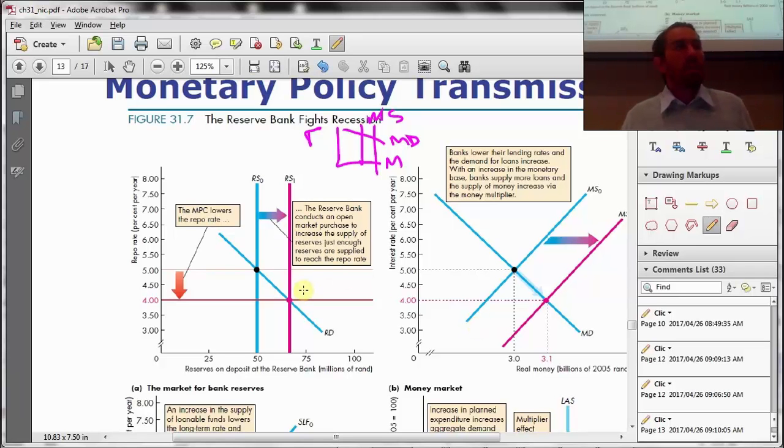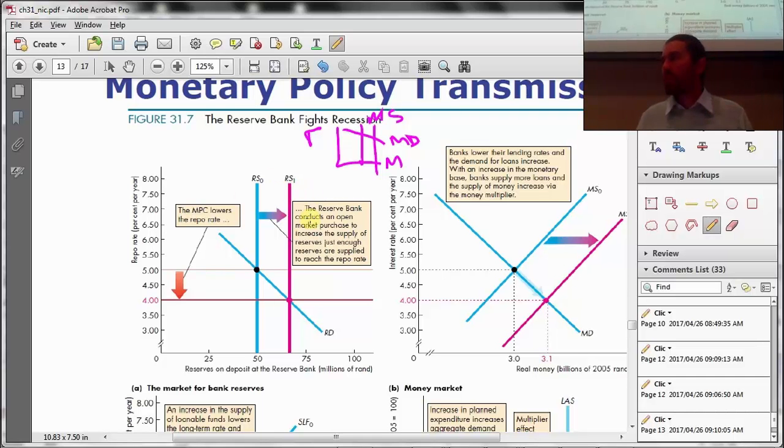The way that the textbook explains it is to say that when the Reserve Bank wishes to lower the repo rate, it makes an announcement: we are lowering the repo rate. What the Reserve Bank then does is it conducts an open market purchase of bonds, which increases the supply of money that banks can borrow. In other words, it increases their reserve holdings at the Reserve Bank. It increases the money supply.